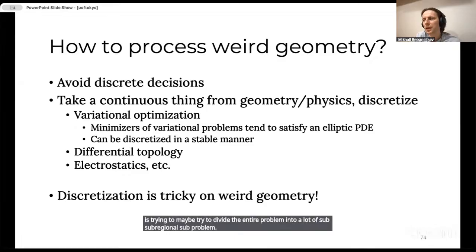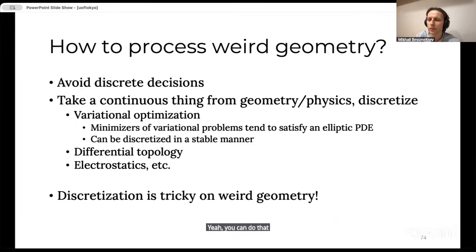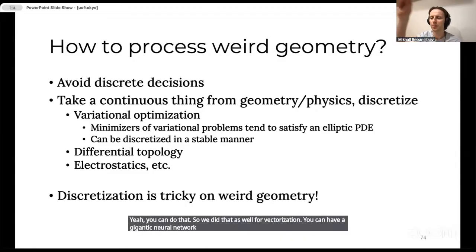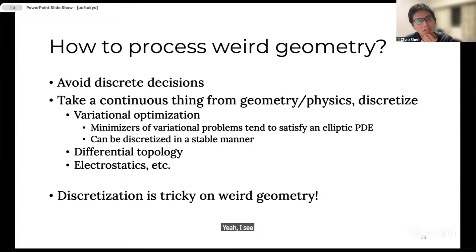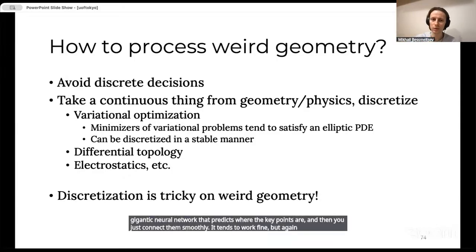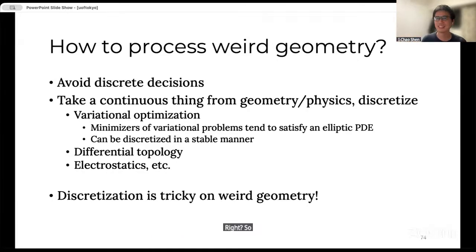Yeah, you can do that. We did that as well for vectorization. You can have a gigantic neural network that predicts where the key points are, and then you just connect them smoothly. It tends to work fine, but again, whenever your network is wrong and predicts a wrong key point, then you're doomed, right? So it's somehow unsatisfying for me, but it kind of works.